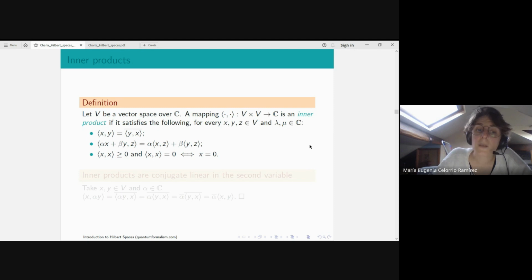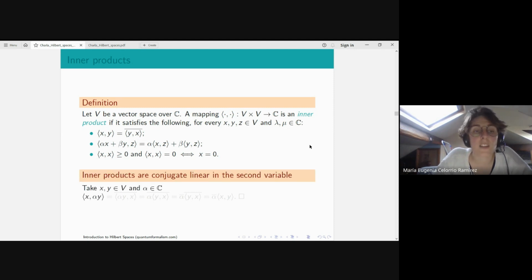Now, we have only talked about what happens in linearity with the first variable, but from these things, we can deduce that every inner product is conjugate linear in the second variable. How do we see that? Well, let's see what happens when we have a scalar multiplied by a vector in the second variable. By the first characteristic that we just saw, this is the same as if we change the order and we take the complex conjugate.